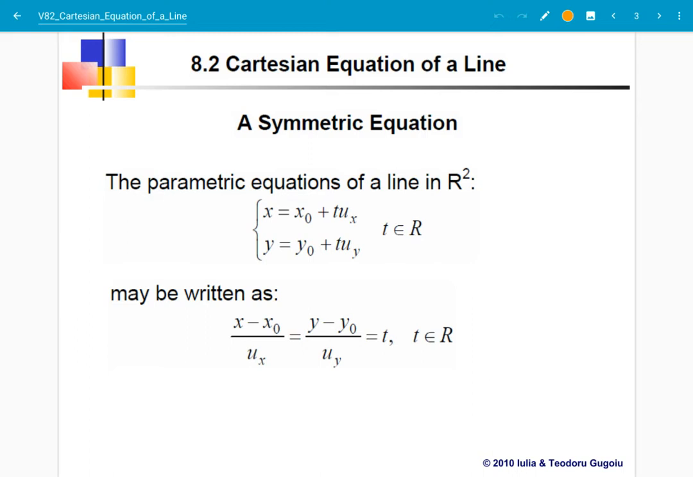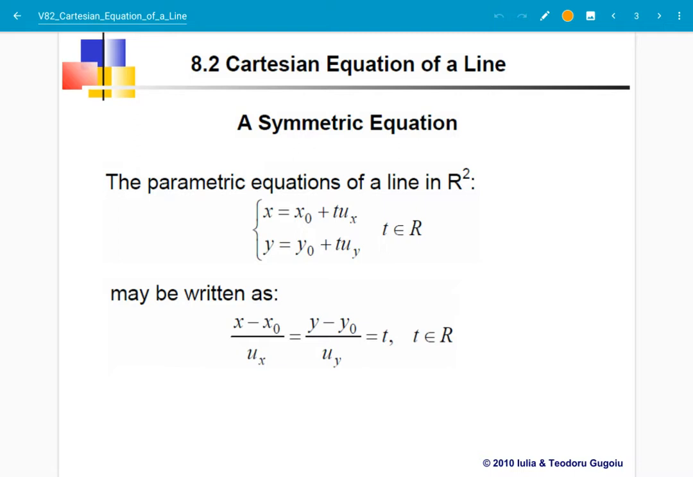All right. The Cartesian equation of a line. Well, we're going to do the symmetric and the normal equation of a line, and then we'll get to the Cartesian. Turns out you already know the Cartesian. All right. So from the last lesson, parametric equation of a line, right?